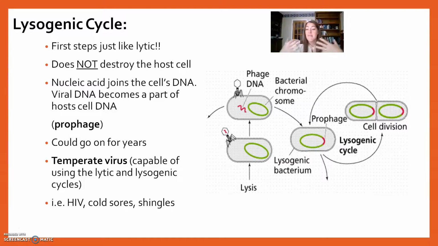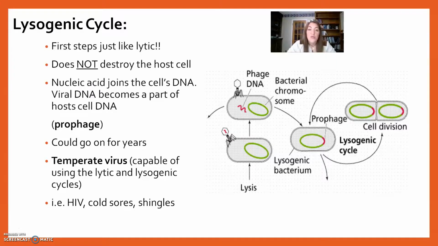So you'll have many cells that will reproduce through normal cell binary fission and replicate, and you'll have that viral DNA incorporated in it. This could go on for years, and we call this a temperate virus because it's capable of using the lytic and the lysogenic cycle, and eventually the lytic cycle will undergo itself. So this is how we have HIV, this is how cold sores come up, or shingles.